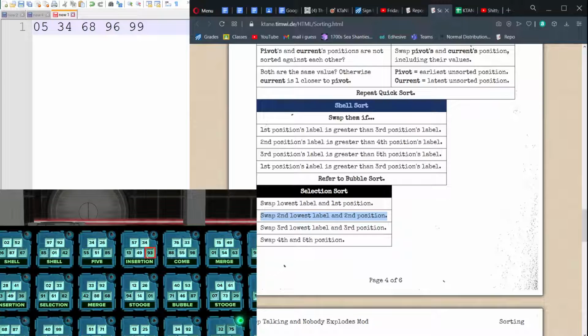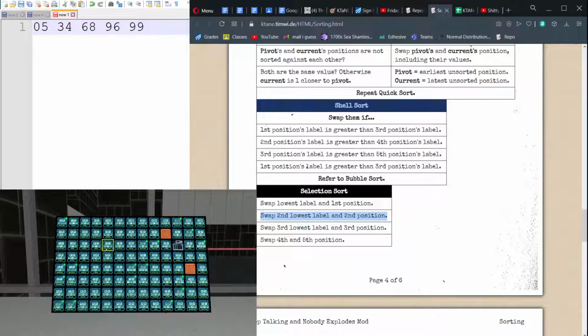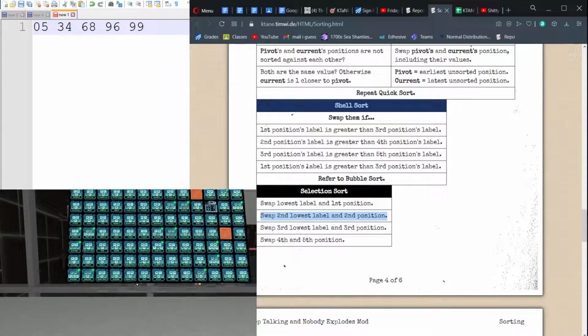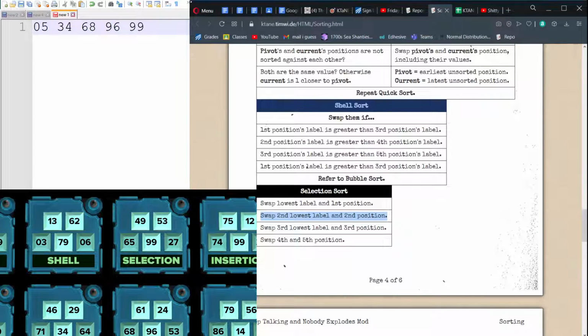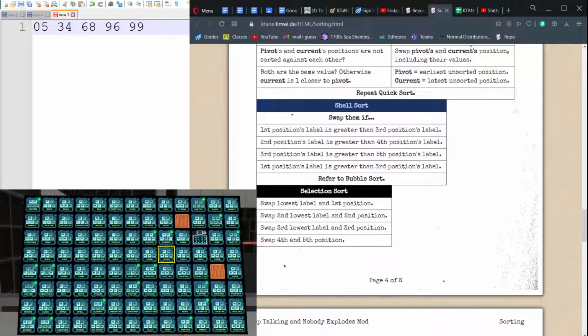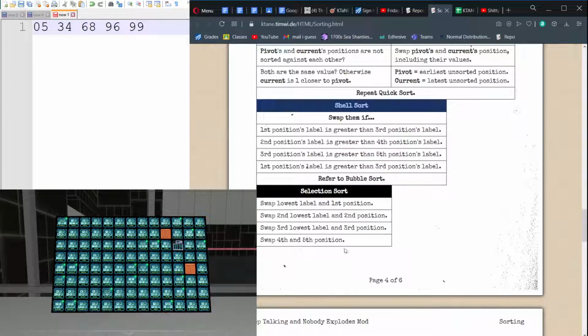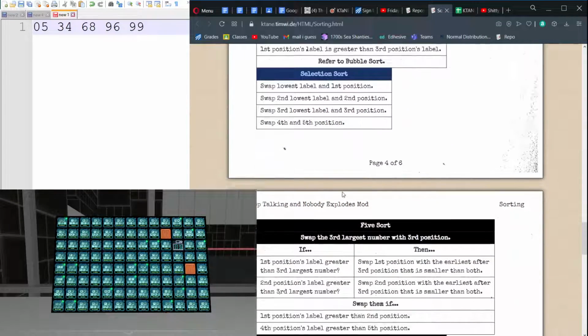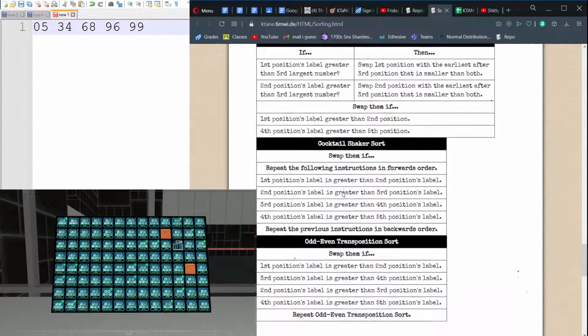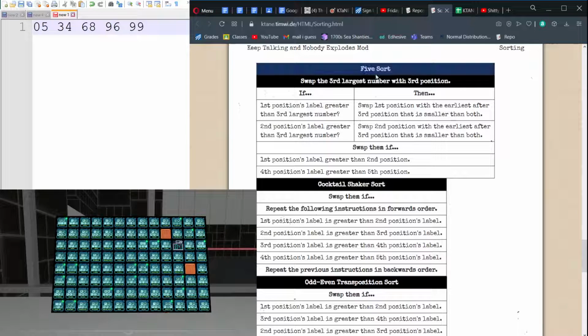Oh, oops, that's insertion, not selection. Both of them end in TION, and I confused myself. So yeah, lowest with 1, second lowest with 2, but that's already there, third lowest with 3, and then you just swap 4 and 5, but it's not sorted already. Yeah, that's selection. Again, not that bad. Now then, 5 sort.